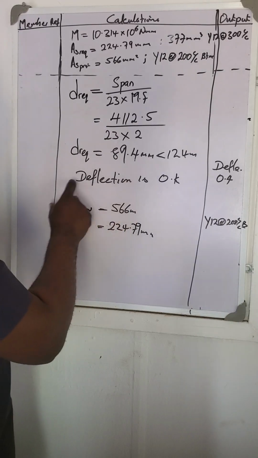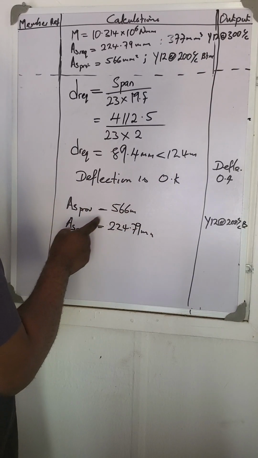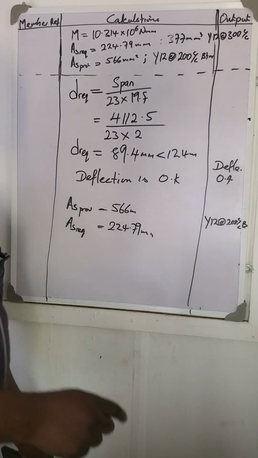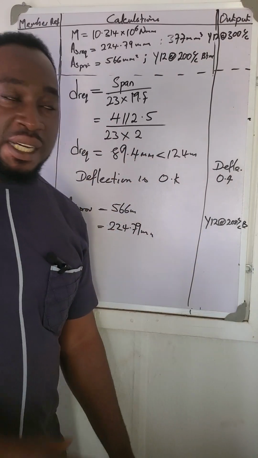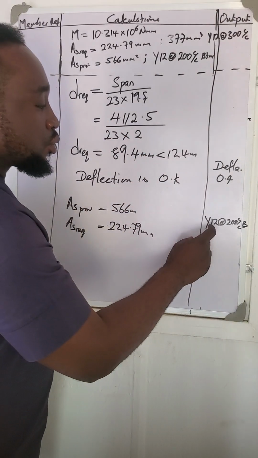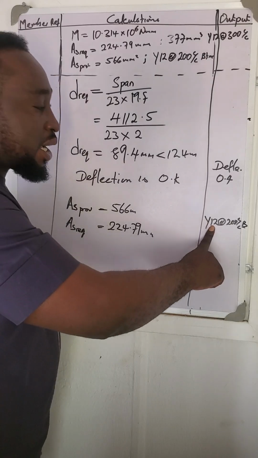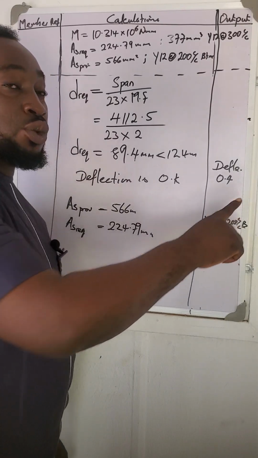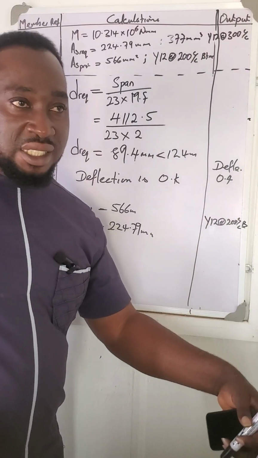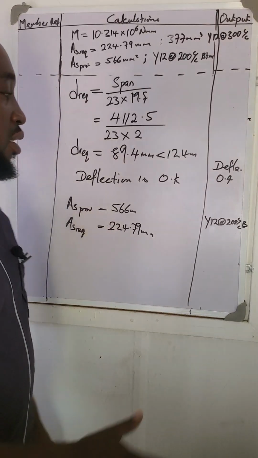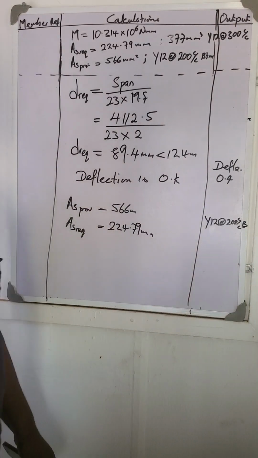For now, our deflection is okay. The reinforcement to be provided for this particular slab in the shorter span is 12 mm reinforcement bar at 200 center to center spacing. Must be checked so that the building will be safe.